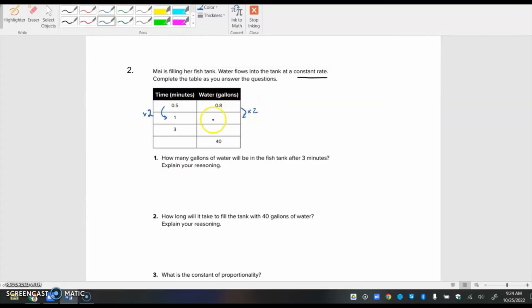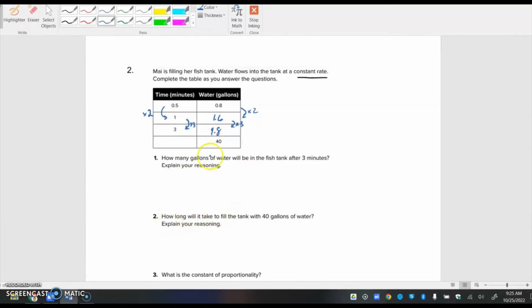0.8 times 2 is 1.6. Okay, so that means for every minute that goes by, I can fill my tank with 1.6 gallons of water. Right? How do I find for 3 minutes? Well, how do I go from 1 to 3? I'm getting 3 times as big. So I have to take 1.6 times 3. When you do that, you should come up with 4.8 gallons.